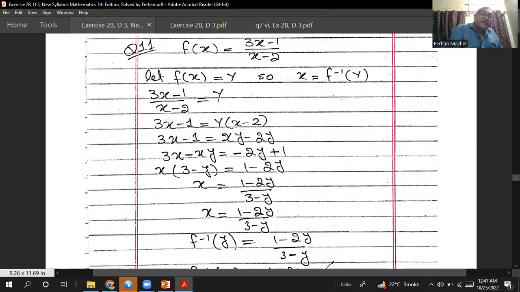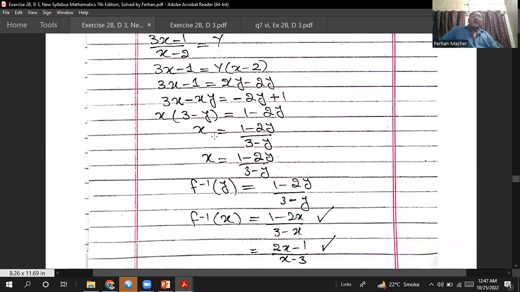So 3x minus 1 is equal to xy minus 2y. So you will have 3x minus xy equals minus 2y plus 1. So take the x common. So you will have 3 minus y, bracket close, equals 1 minus 2y. So x will be equal to 1 minus 2y divided by 3 minus y. So that is the denominator and that is the value of x.